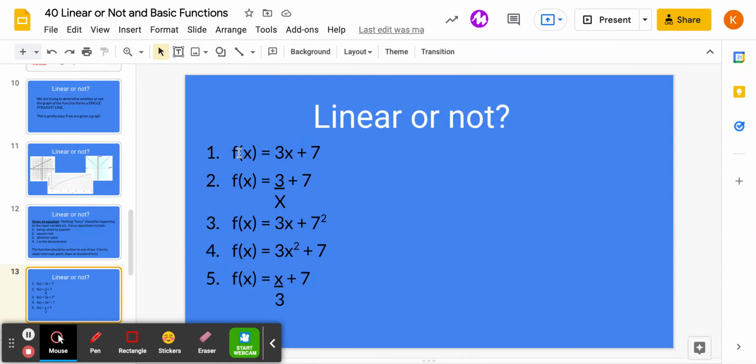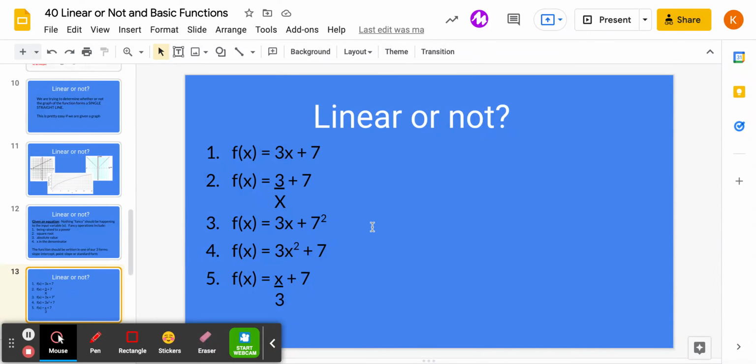Everyone would feel better if this said y equals 3x plus 7. But you're pretty sophisticated, so we will say f of x equals 3x plus 7. This is linear because nothing fancy is happening to the x. This here is an equation of a line. It's in the form y equals mx plus b. Number 2 is not linear because the x is in the denominator. That's something fancy going on there. That is a problem. This would not be a line.